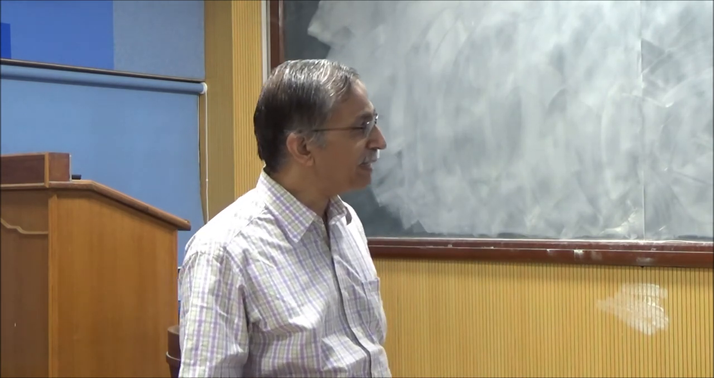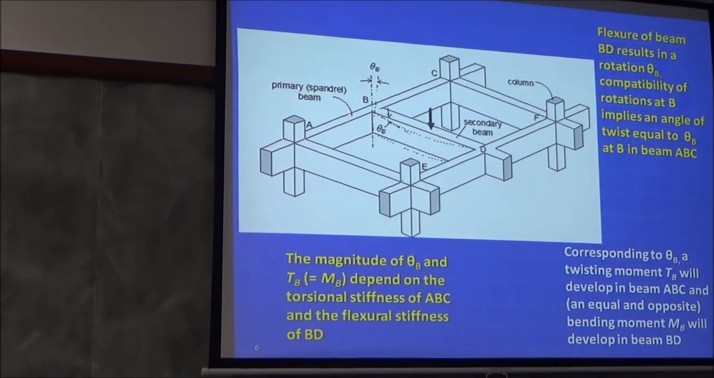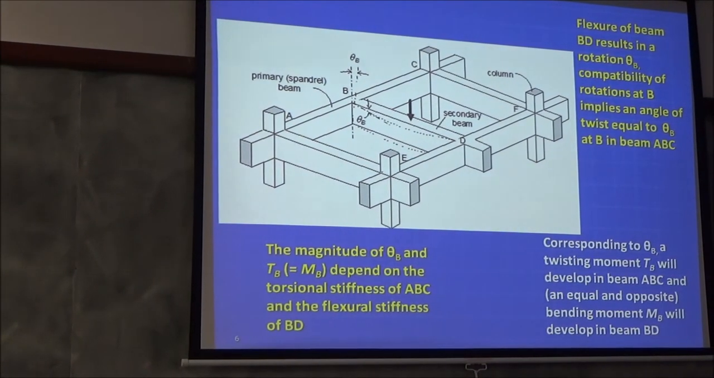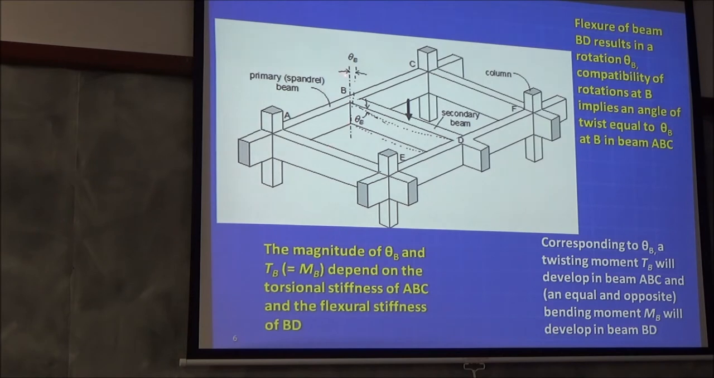The magnitude of theta B and TB equal to MB depend on the torsional stiffness of ABC and the flexural stiffness of BD. ABC is the torsional stiffness of this, which is very poor. Once it cracks, flexural stiffness of this, which could be high. The total stiffness of this joint is the sum of this plus this, you know that. Corresponding to theta B, a twisting moment TB will develop in the beam ABC, and an equal and opposite bending moment MB will develop in BD. The torque that you get here is simply the torsional stiffness of this beam into theta B. But if the torsional stiffness degrades, then the resulting torque will also degrade.